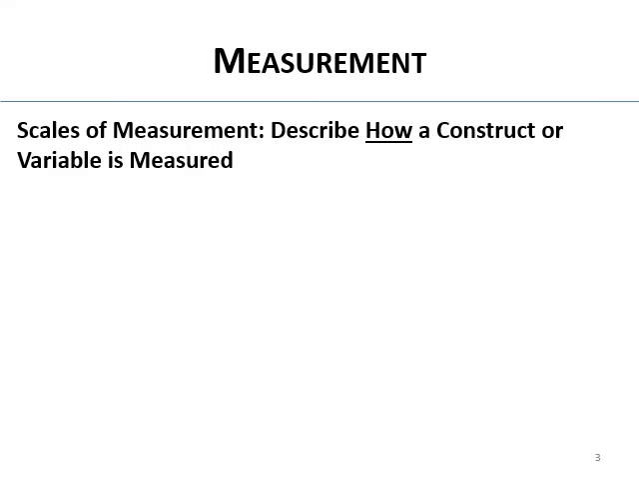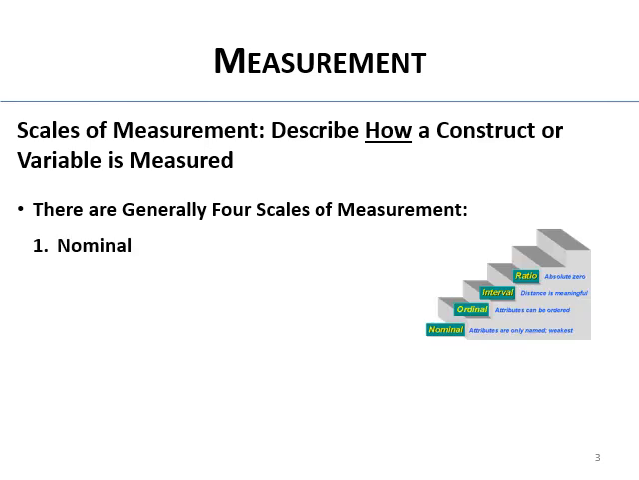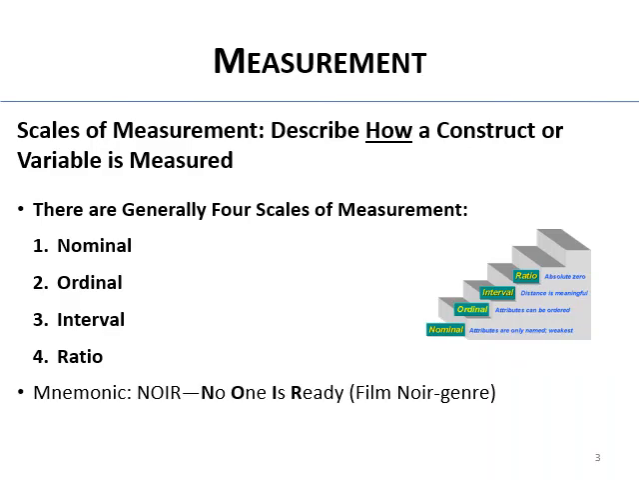The scales of measurement, which is again one of the most important topics in this class, it's really foundational, like dribbling in basketball, is how a construct is measured. So how did you go about assigning those numbers? What scale? There's the 4 that are usually talked about. There's nominal, ordinal, interval, and ratio. And we're going to talk about each of these in our own slide or two.